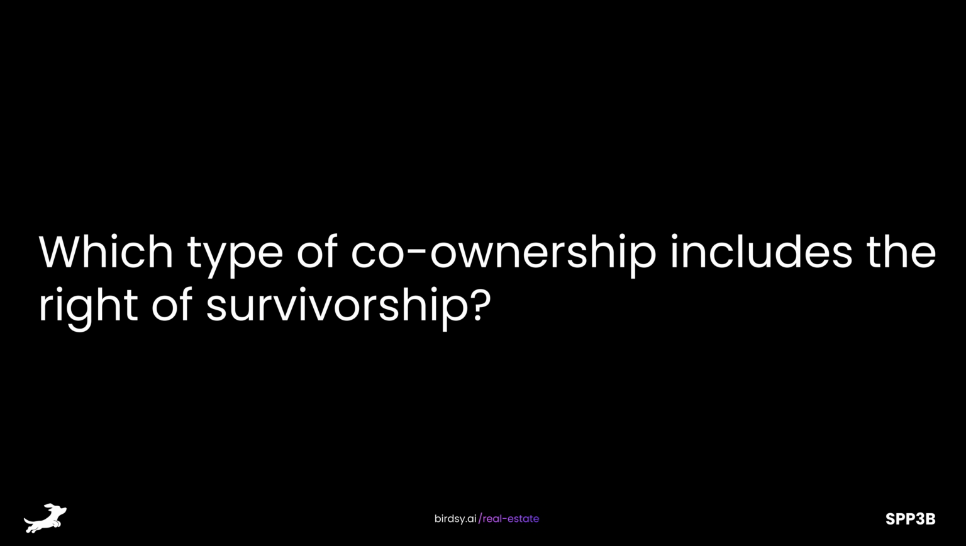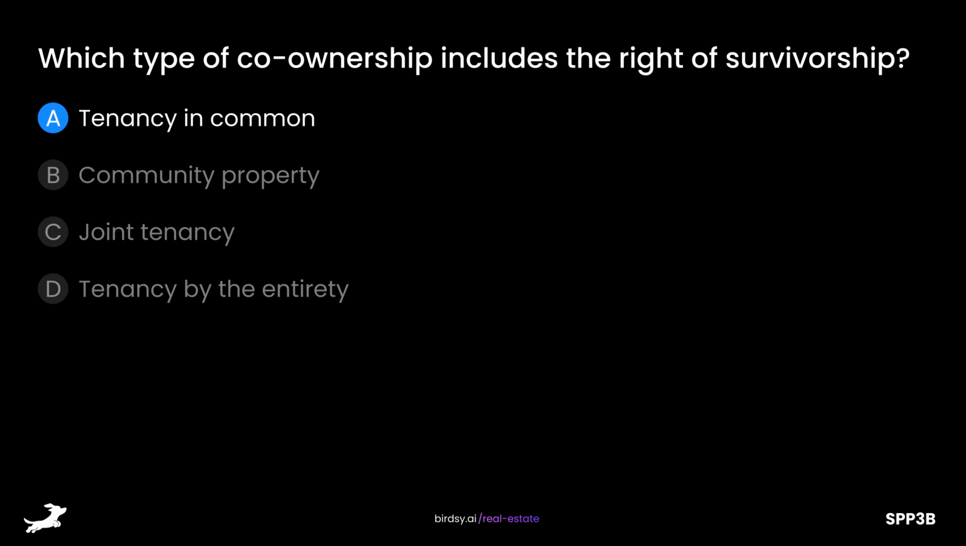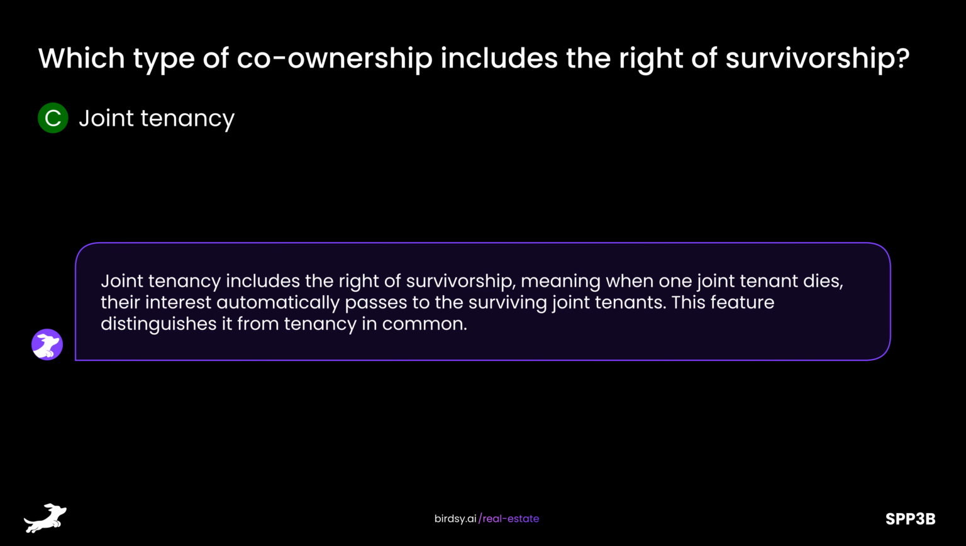Which type of co-ownership includes the right of survivorship? Is it A. Tenancy in common? B. Community property? C. Joint tenancy? Or D. Tenancy by the entirety? The answer is C. Joint tenancy. Joint tenancy includes the right of survivorship, meaning when one joint tenant dies, their interest automatically passes to the surviving joint tenants. This feature distinguishes it from tenancy in common.